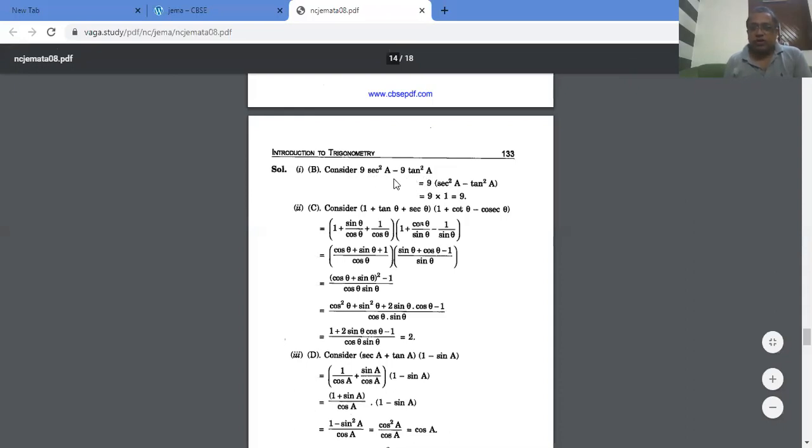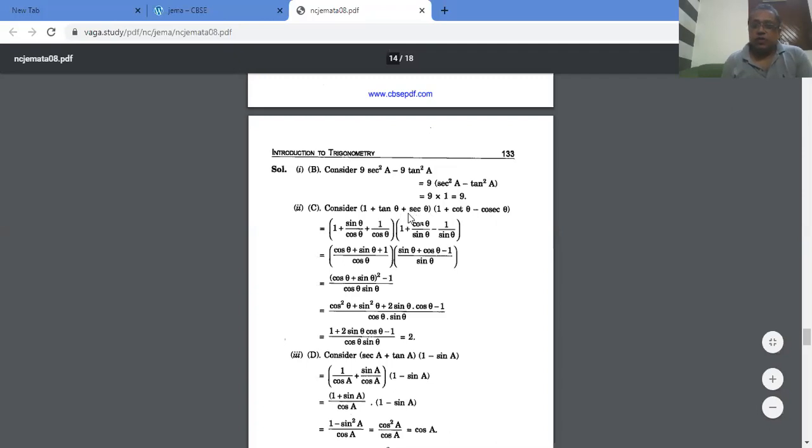So take 9 common here. So we have sec square a minus tan square a inside, and this is an identity, right? Sec square a minus tan square a is 1. So replace with 1, we get 9 into 1, that is 9. So in the second part then, we've got 1 plus tan theta plus sec theta over 1 plus cot minus cosec.